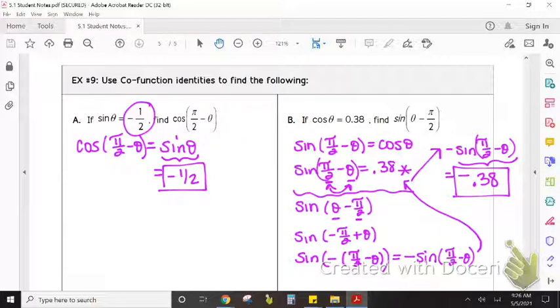So I had to use my cofunction identities and the fact that sine was odd in order to figure this one out. All right, and so that is the end of 5.1.